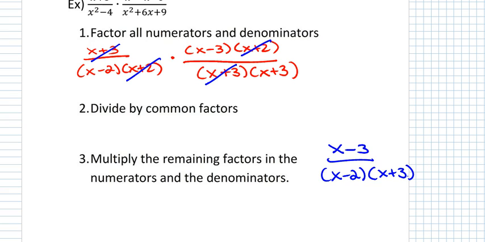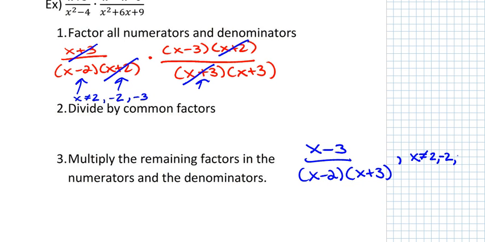The only thing that I want to do left is to say what numbers would make the denominator equal to 0. Well, notice the number here that would make the denominator equal to 0 is 2. The number here that would make the denominator equal to 0 is negative 2. The number here would be negative 3. Those are the numbers that you could not put into x that would make the denominator equal to 0. Therefore, you have to list the restrictions as part of your final answer.